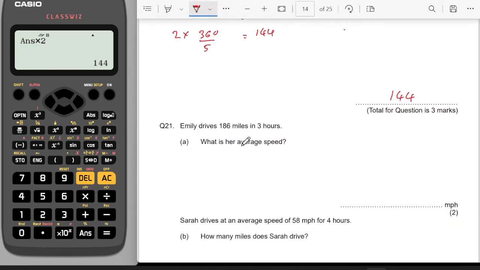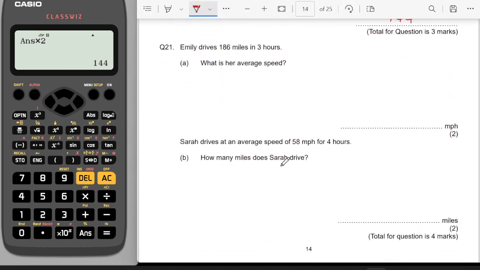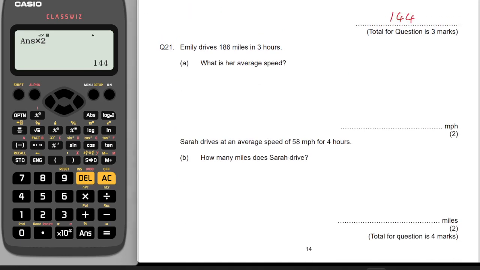Okay, question 21. Emily drives 186 miles in 3 hours. What is her average speed? Well, speed is equal to distance divided by time. So in this case, 186 divided by 3. So 62. Double check units are consistent. Miles per hour, working in miles and hours. That's absolutely fine.